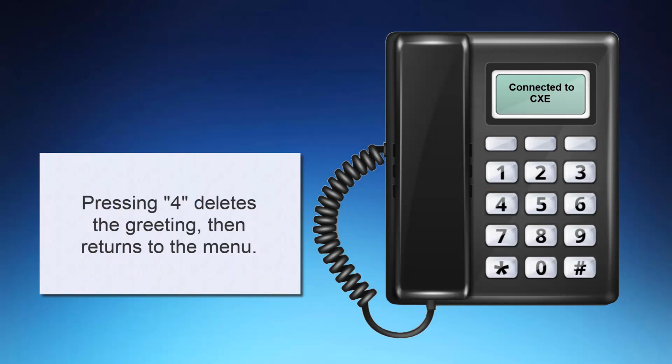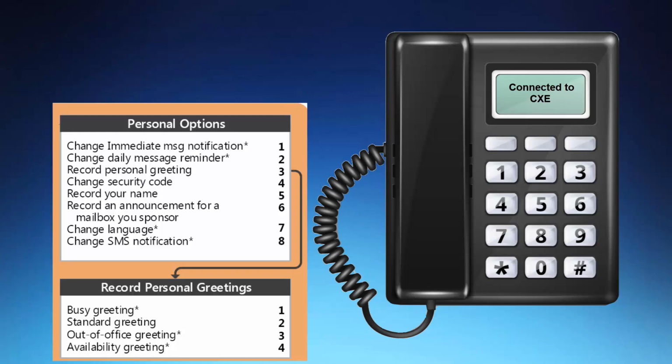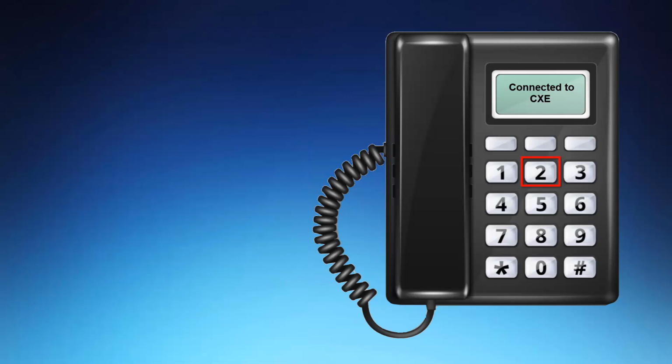To change immediate message notification, press 1. To change the daily message reminder, press 2. To record a personal greeting, press 3. To record the greeting to be used when your extension is busy, press 1. Nothing is currently recorded. To start recording, press 2.